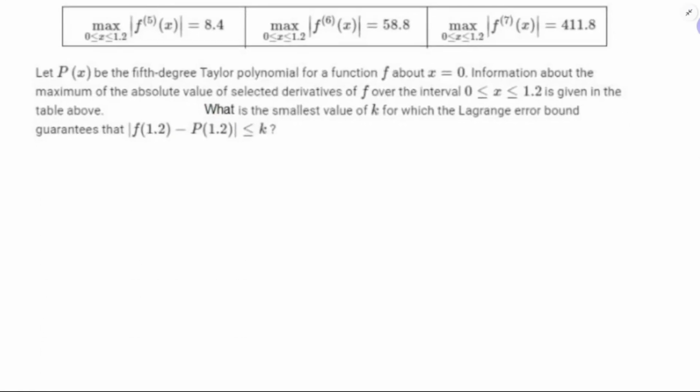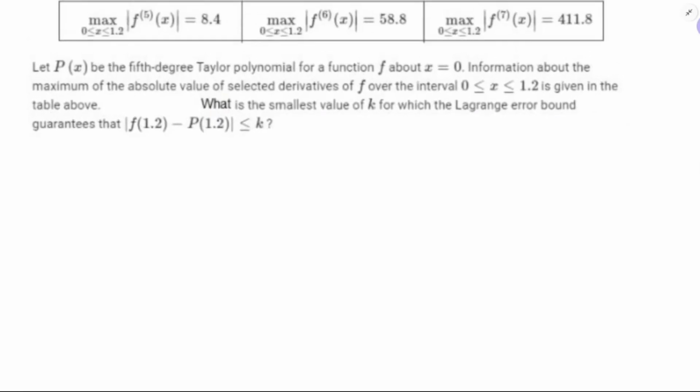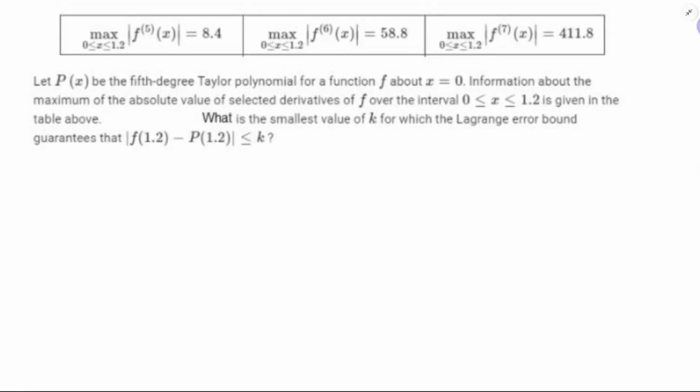All right, here we've got another one. Oh no, I think I just replaced a "which of these" with a "what." P is the fifth degree Taylor polynomial, so we're using a fifth degree centered about x equals 0.